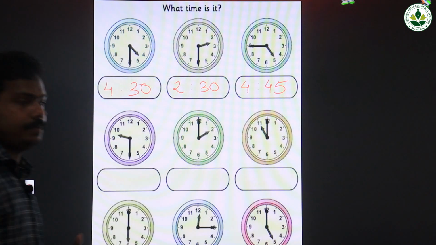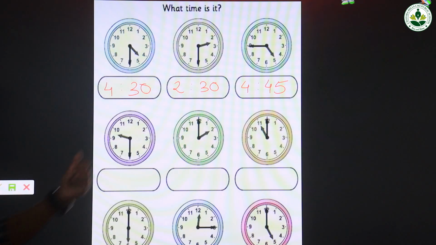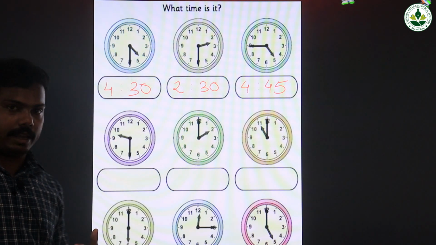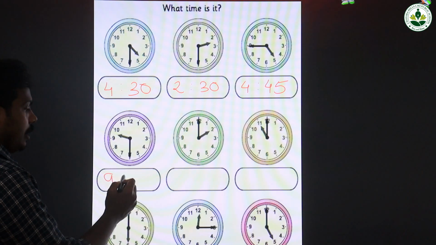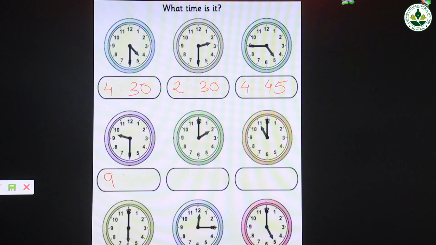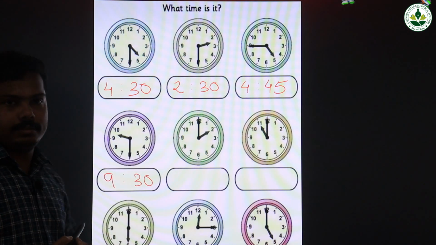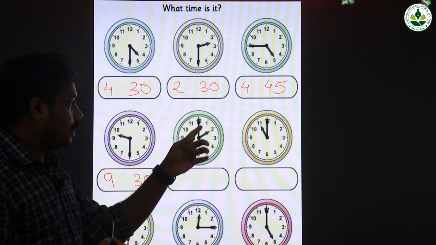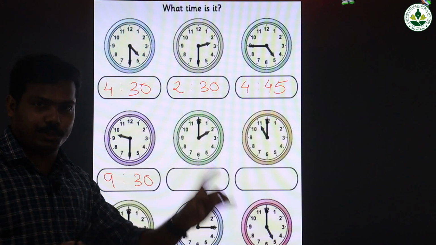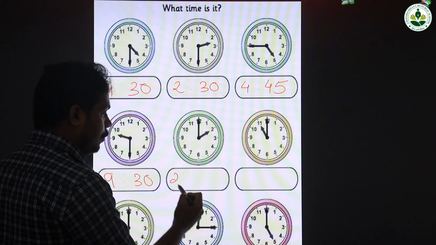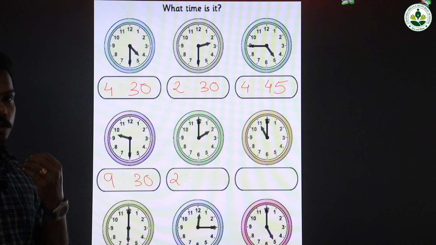4:45. Next one. The hour hand is between 9 and 10. So we write 9, and the minute hand is on 6, so we write 30. 9:30. Next one. The hour hand is on 2. So we write 2, and the minute hand is on 12.